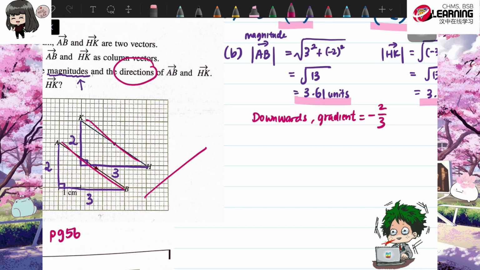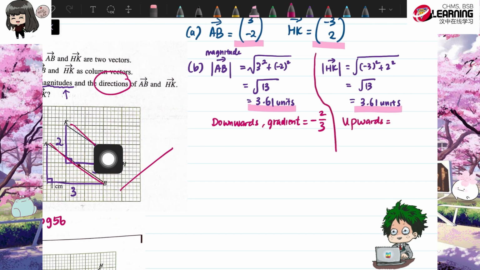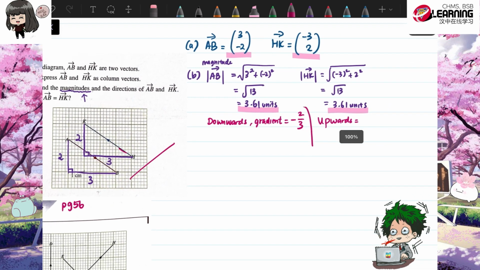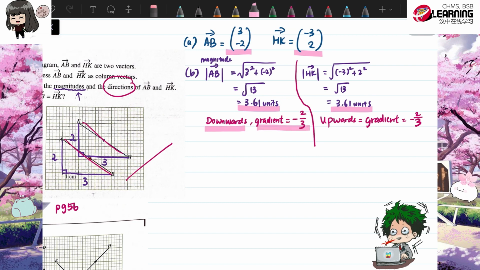So the gradient is negative 2 over 3. And HK, right? HK is going upward. Okay, the direction is going upward because of the arrow, but the gradient is also negative. They have the same gradient actually. You can see it's a parallel line. Okay, but the direction shows that it's downwards with this gradient. This one is going upwards with the gradient of this. Okay?